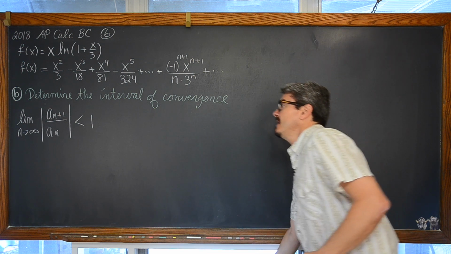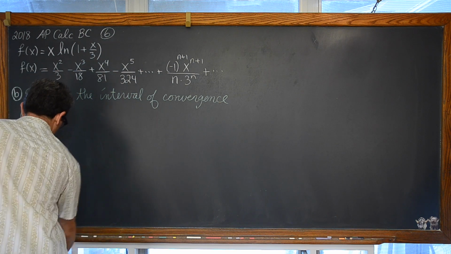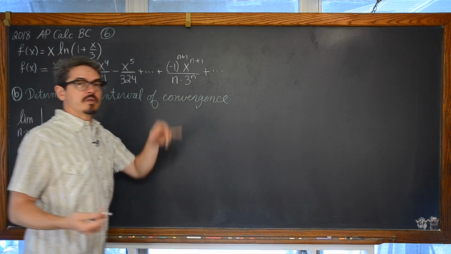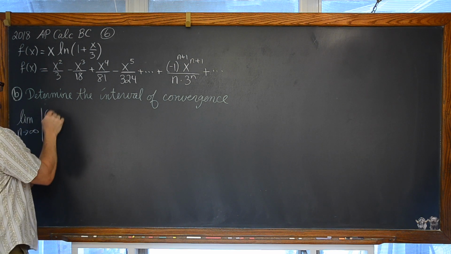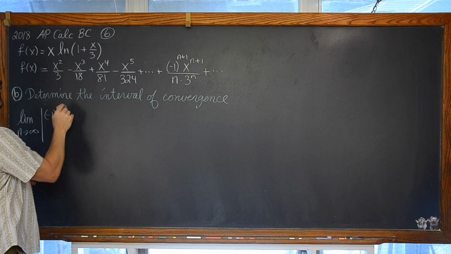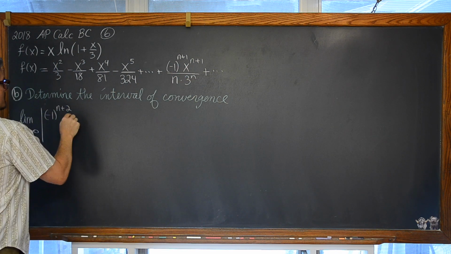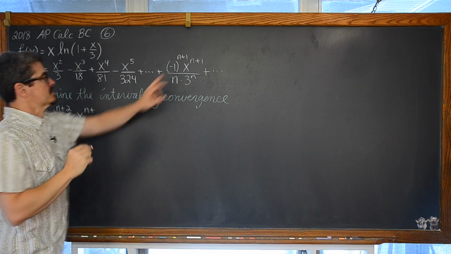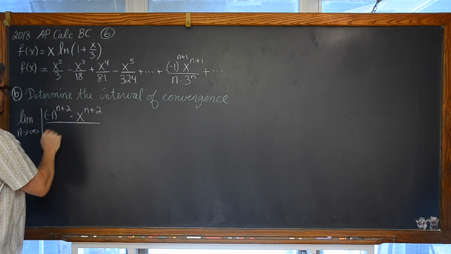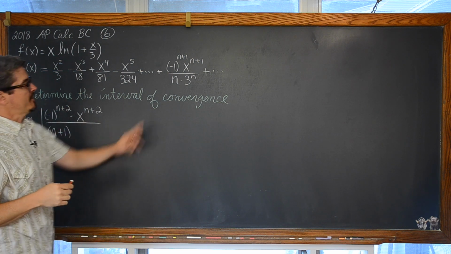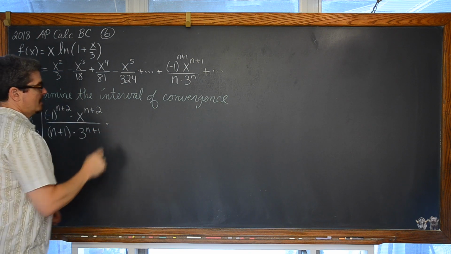So we have a sub n plus 1, which means that we look at this general term, and everywhere we see an n, replace it with n plus 1. So we have negative 1 to the n plus 1 plus 1, which is n plus 2, times x to the n plus 1 plus 1, which is n plus 2, over n plus 1 as a factor, times 3 to the n plus 1.